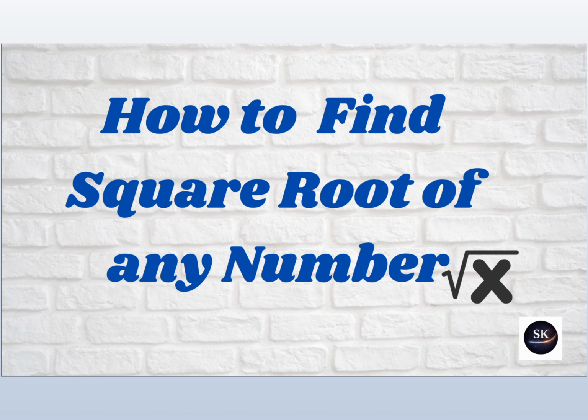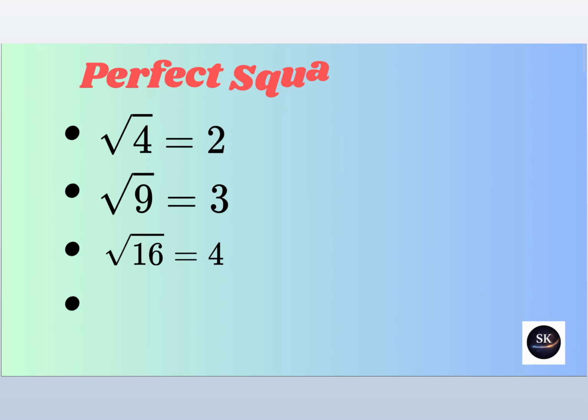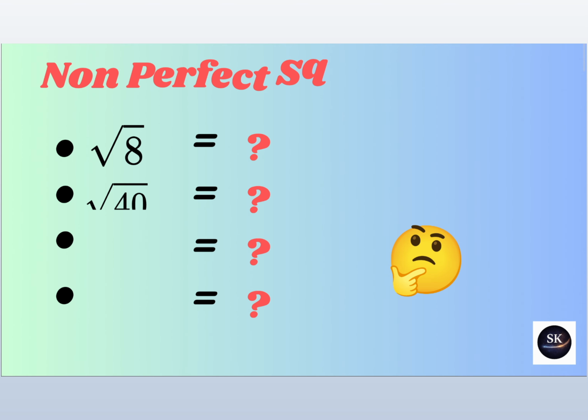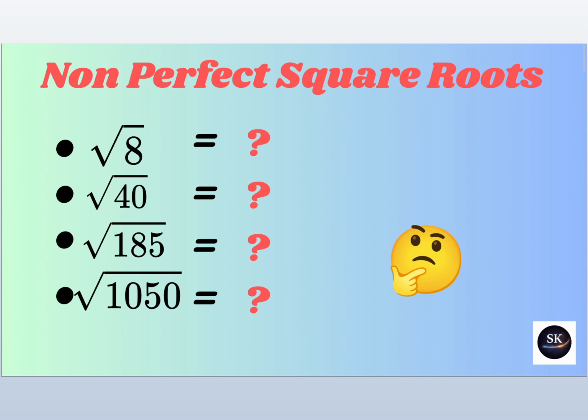So let's begin. First of all, we know the perfect squares, which are those numbers whose square roots are whole numbers. You might have already memorized many of them. For example, root 4 is 2, root 9 is 3, root 16 is 4, and the square root of 25 is 5. But what about numbers like 8, 40, 185 and 1050? These are non-perfect squares, that is, they lie between two perfect squares. So let me show you a logical method to handle these numbers.